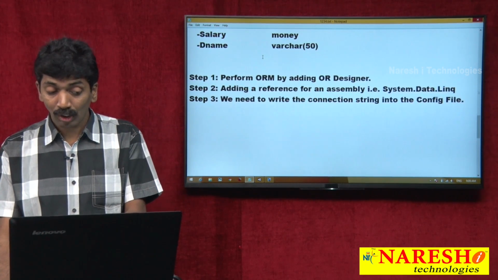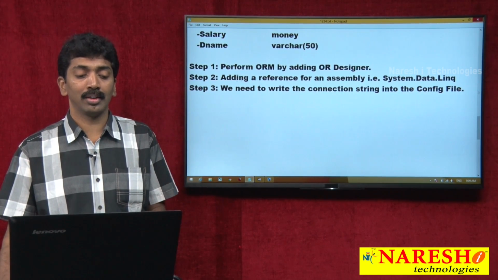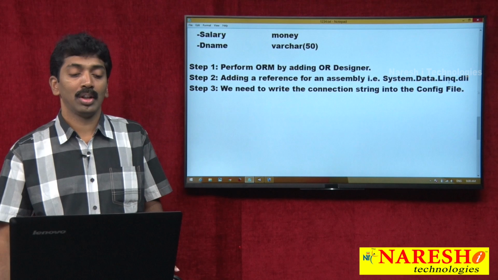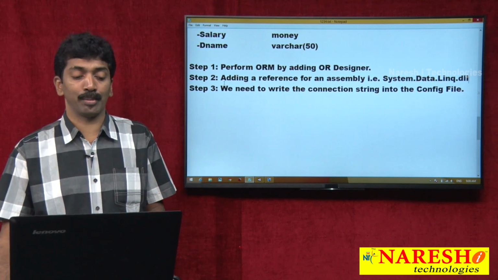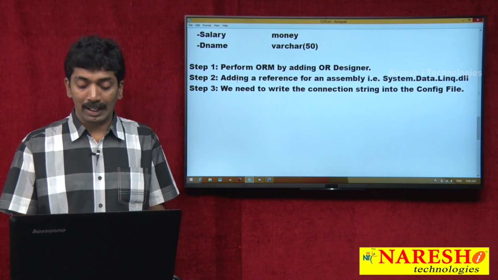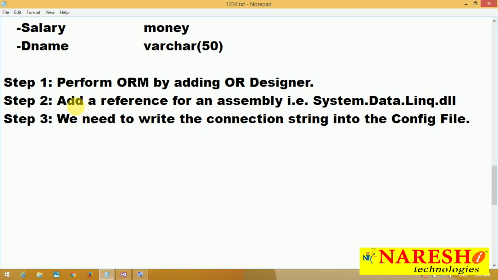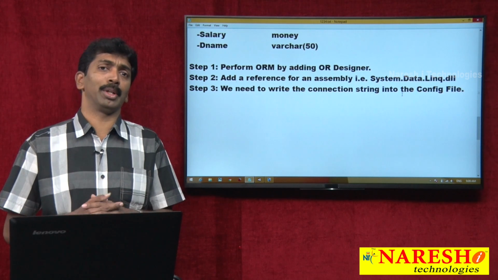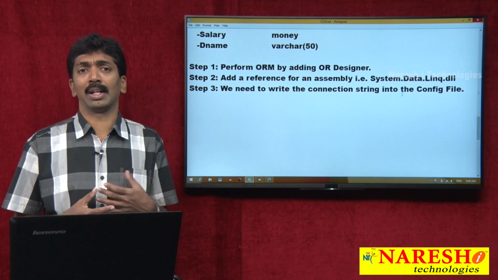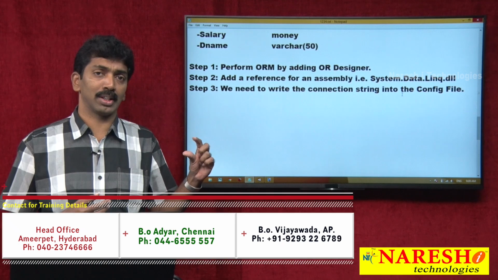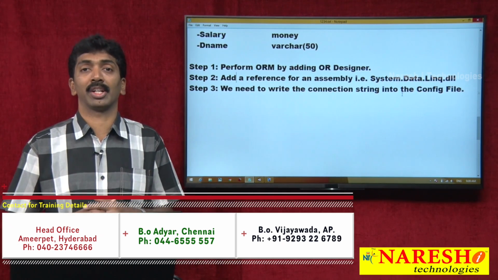Second, to work with LINQ, you need to add a reference for an assembly. Which assembly? System.Data.Linq.dll. This is the second thing we need to do. We need to add a reference, and also we need to write the connection string into the configuration file. Why? Database communication always requires a connection string, and the best place to place this connection string is always the config files. So this connection string should be present in the configuration file.